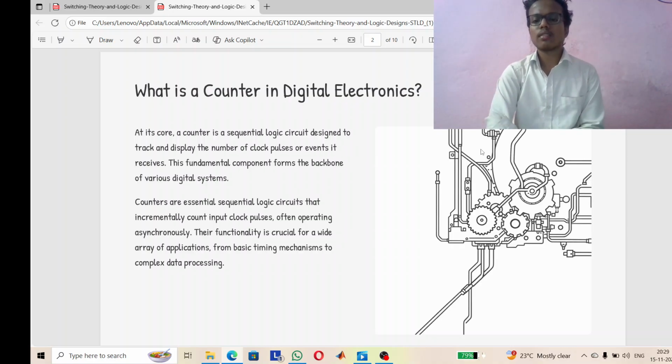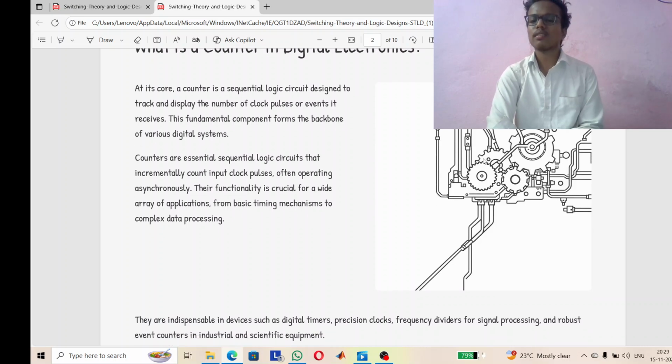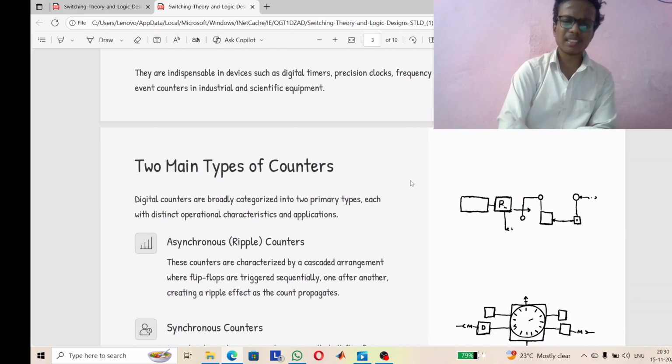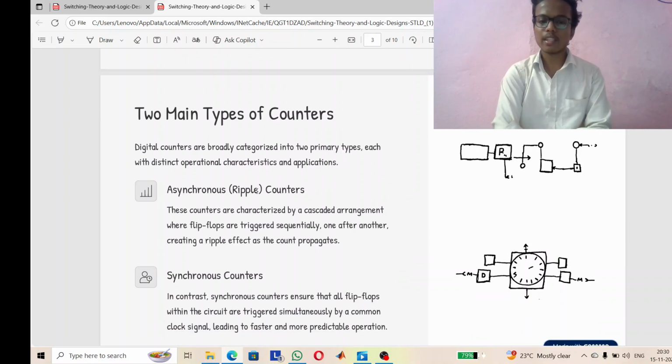See the diagram of counters in digital electronics. They are used in devices such as digital timers, precision clocks, frequency dividers for signal processing, and robust event counters in industrial and scientific equipment. We know that there are two types of counters. The counters are divided into two types: the first one is asynchronous counters, and the second one is synchronous counters.